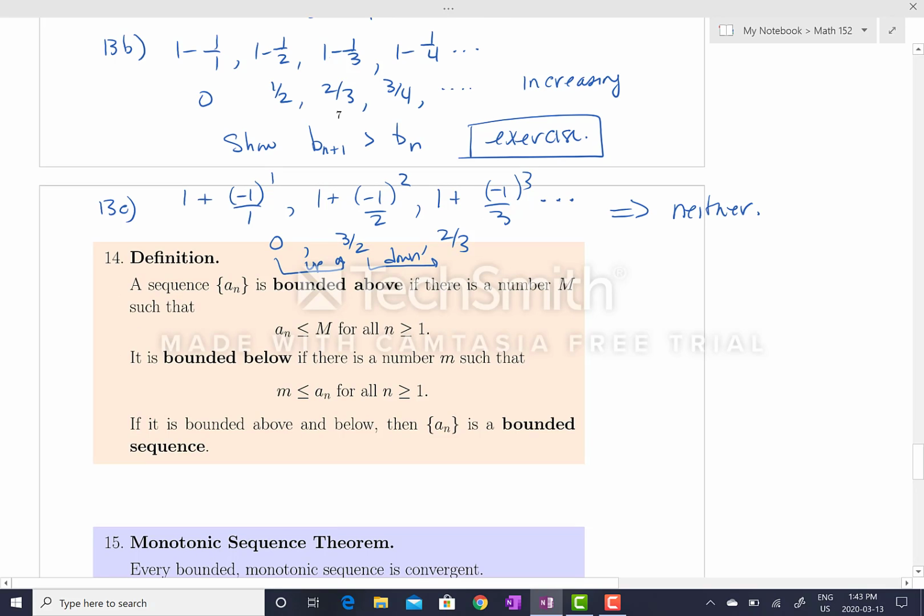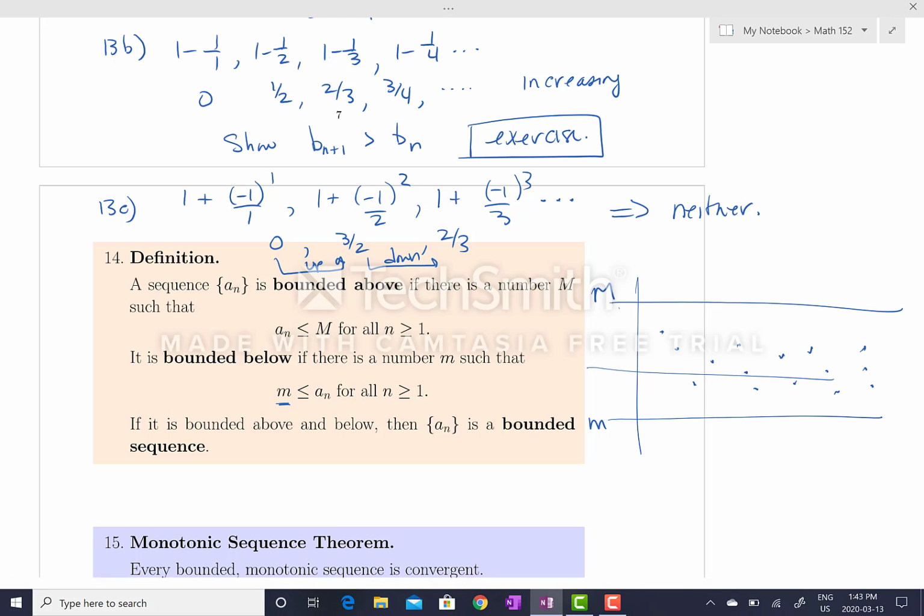Another definition, bounded above. That means there's some number M which is bigger than all of the terms in the sequence. Bounded below, some number small m which is smaller than all of the terms. If it's bounded above and below, then it's a bounded sequence. Imagine from a graphical perspective, I have a sequence and the numbers look like this. There doesn't even have to be much of a pattern, but none of them get bigger than this, and none of them get smaller than this. All of the numbers that we get, all of the a1, a2, a3, an, are between little m and big M, then it is a bounded sequence.